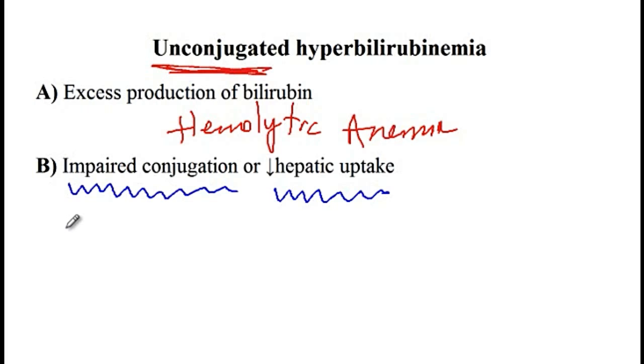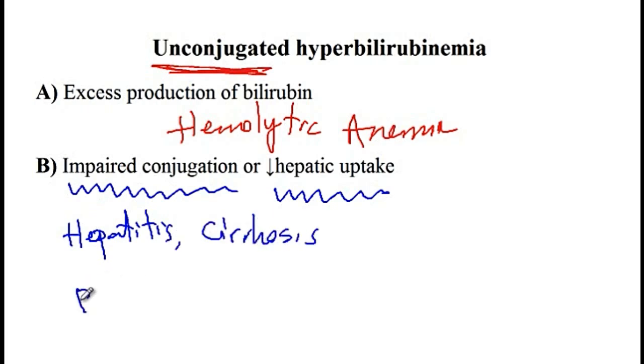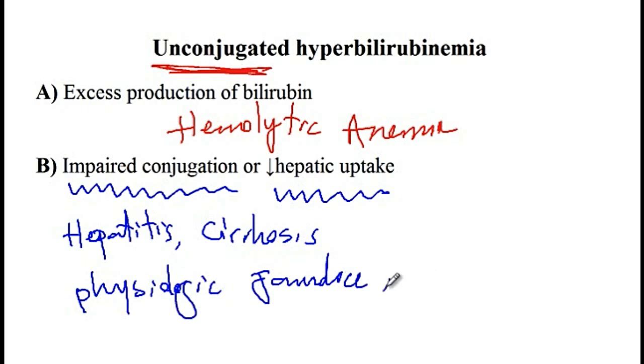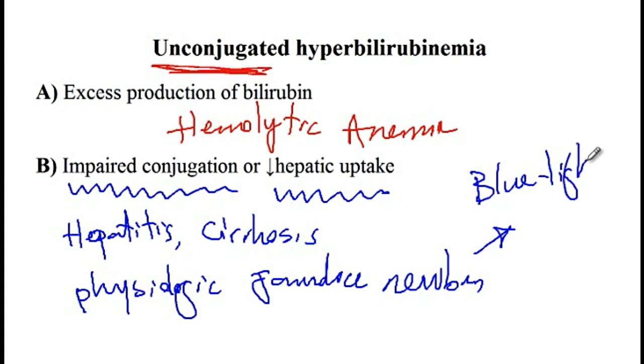So examples of conditions that can cause unconjugated hyperbilirubinemia include hepatitis, cirrhosis, as well as the physiologic jaundice of a newborn, where due to the immaturity of the conjugating system, these newborns can present with unconjugated hyperbilirubinemia. And as I discussed earlier with you, the treatment for these patients is the blue light phototherapy.